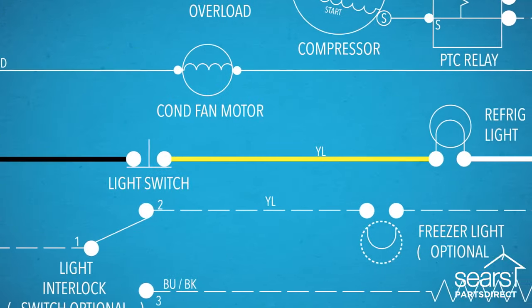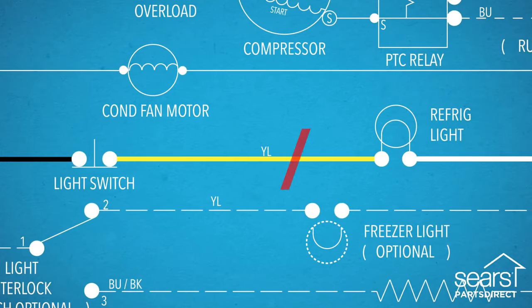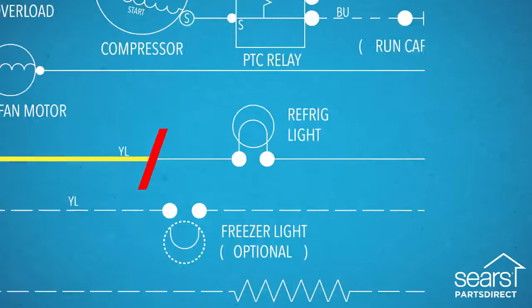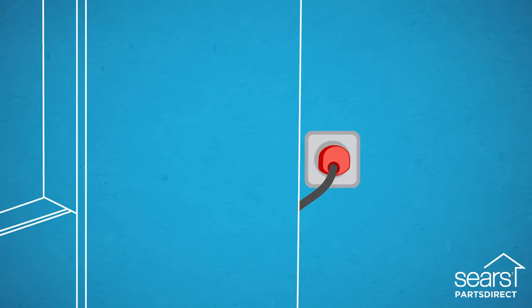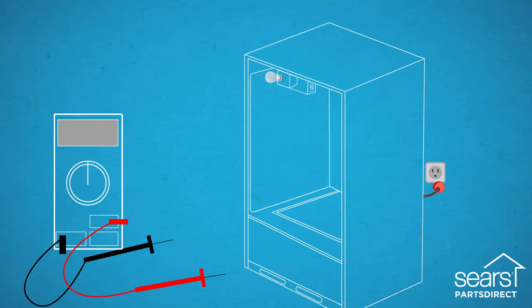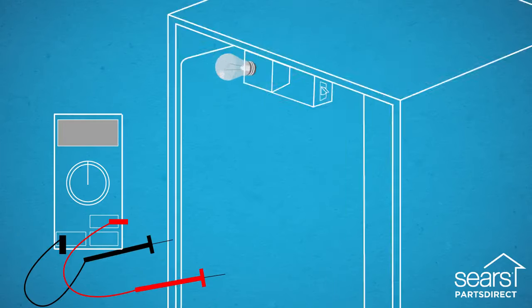Any break in the circuit, such as a broken wire or failed component, will interrupt the circuit and current won't flow. Let's say the refrigerator light won't work and you already replaced the light bulb. Begin by unplugging the fridge and checking the light switch for continuity using a multimeter.